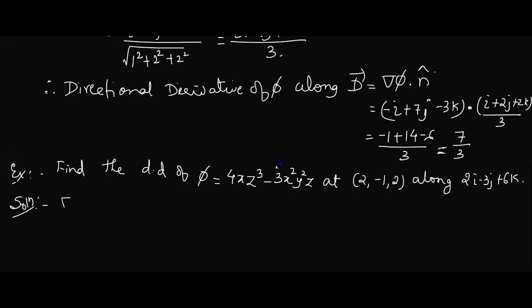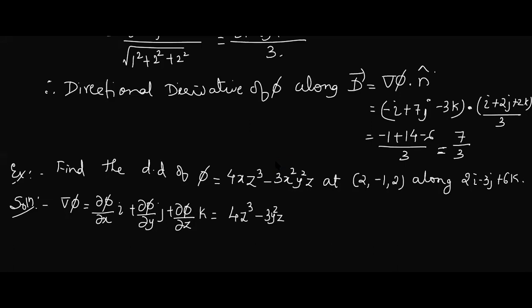Okay, I'll just try to solve it a little faster. So del phi is by definition dou phi by dou x i, dou phi by dou y j, dou phi by dou z k. Try to solve it on your own and you can compare the result. If any doubts are there, you can see in between steps. So derivative of this phi with respect to x: with respect to x means 4z cube minus 3y square z into derivative of x square, which will be 2x. This is my dou phi by dou x i.